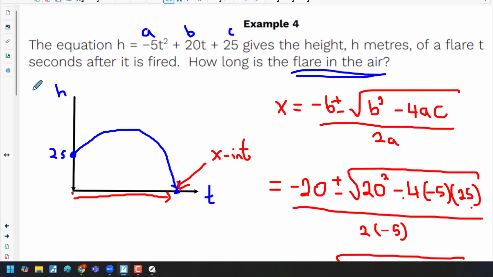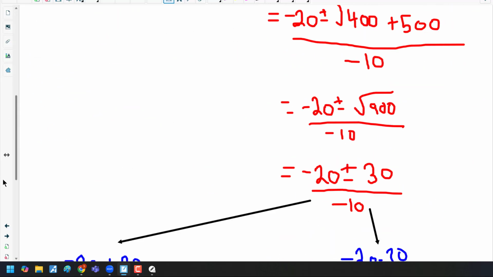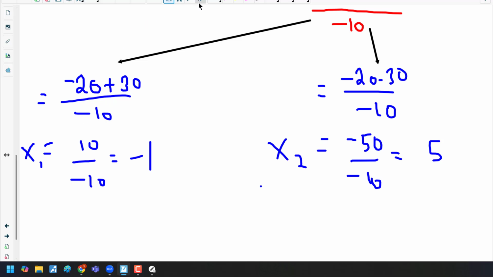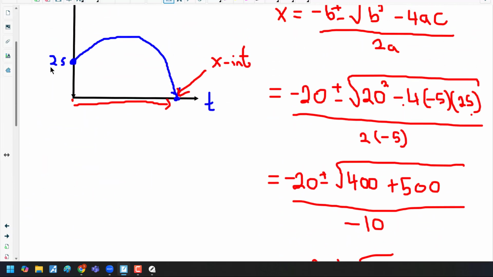How long is the flare in the air for? Well, in this case, your x value is really your t value, because that's what's on your x-axis. So time 1 and time 2. Time 1 at negative 1 seconds means that if I extend this here, negative 1 here, that's what that means. There's an x-intercept at negative 1 seconds. But that doesn't affect us. We don't really care about that negative dimension. What we do care about is that it's 5 seconds here.